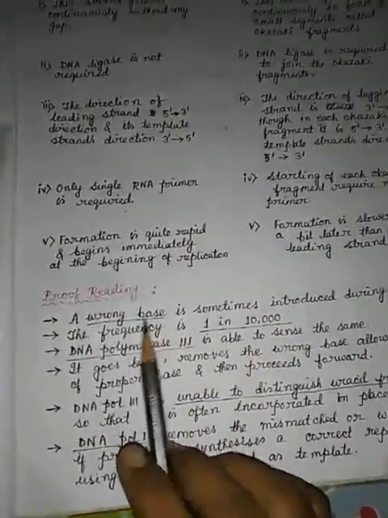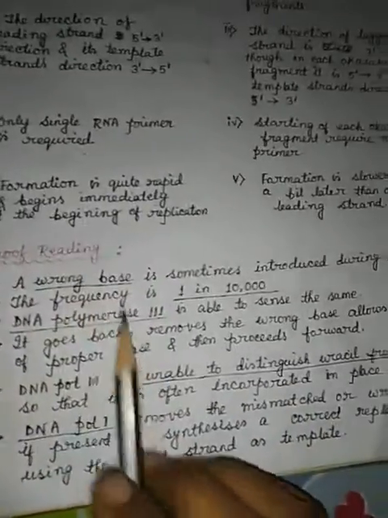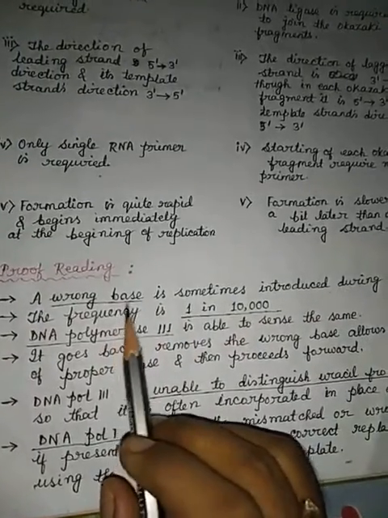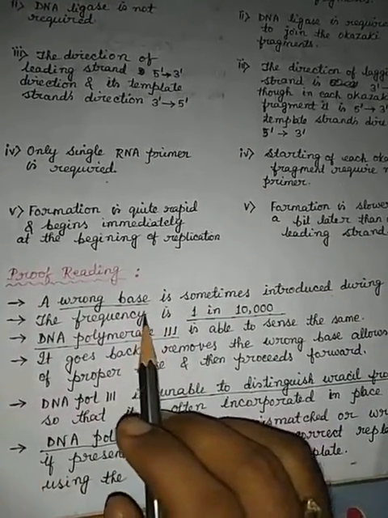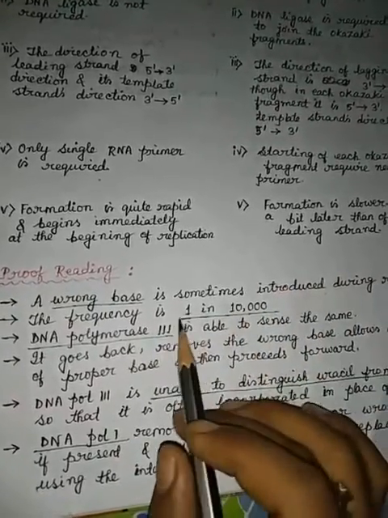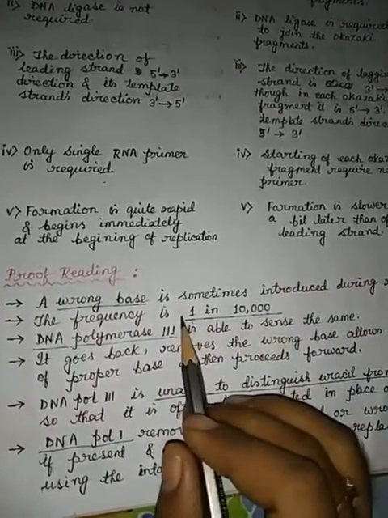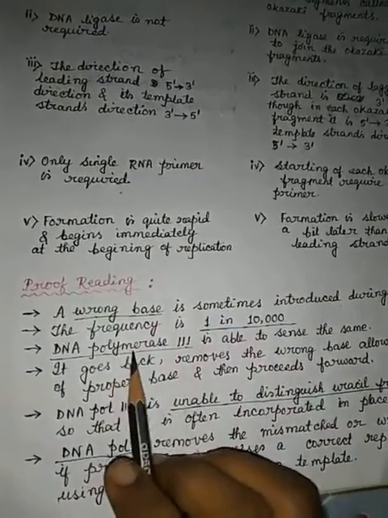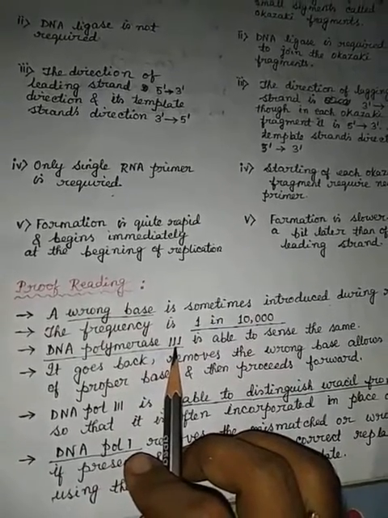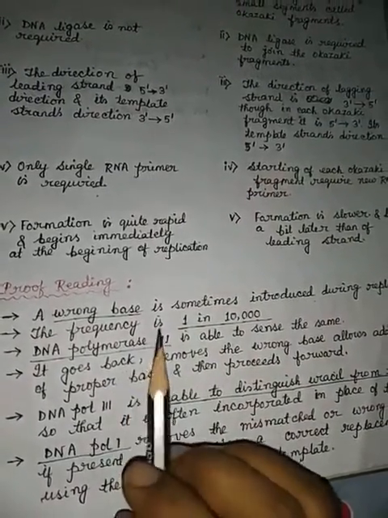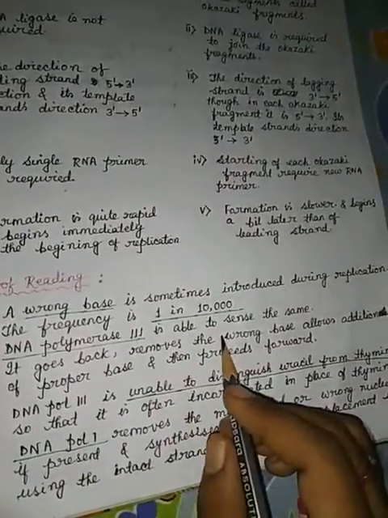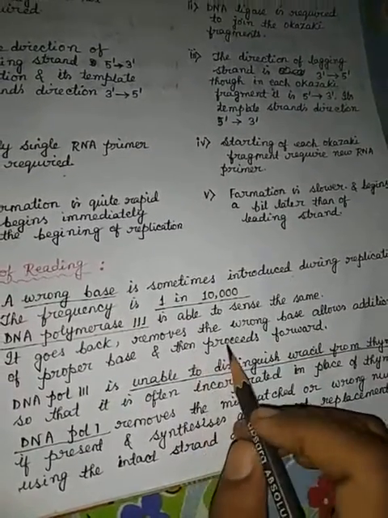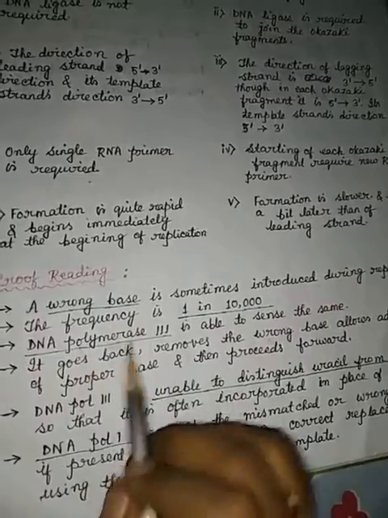Clear? Second step is proofreading. Proofreading means a wrong base is sometimes introduced during replication. When the base pairing occurs, sometimes a wrong base is incorporated, but it's 1 in 10,000 cases, the most frequent case. For this correction, DNA polymerase 3 is required. Okay, it goes back and checks whether the correct base is incorporated or not. If any wrong base is incorporated, it corrects it. So this is the function of DNA polymerase 3.